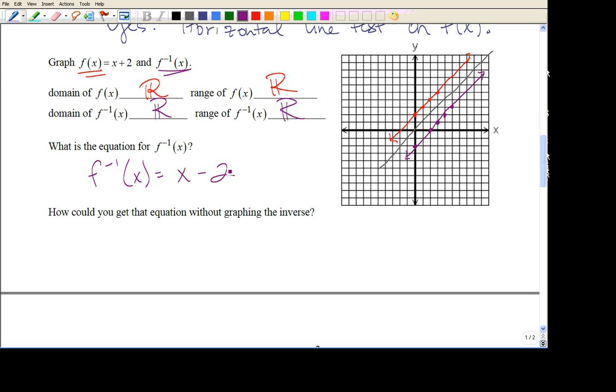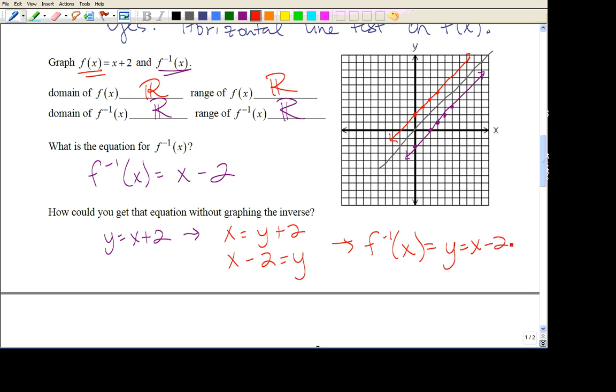Well, since we switched the x and y values of the ordered pairs to graph them, we can switch the x and y in the function. So if we started out with y equals x plus 2, that was our original function, then what we can do is switch the x and the y, so we'll have x equals y plus 2, and then solve for y, so we have another function equal to y, so I'll have x minus 2 equals y. So that tells us that the inverse function is y equals x minus 2.